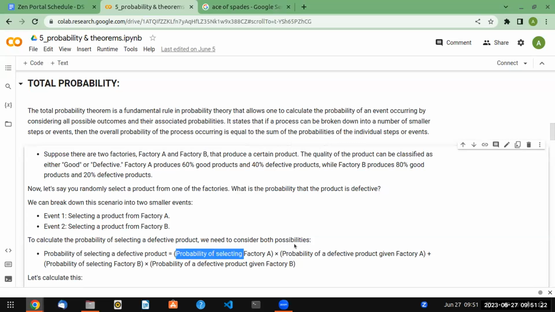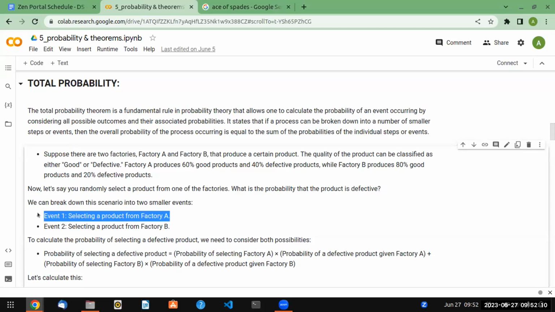Now, why are we multiplying these probabilities? If you recollect our independent events, here we are doing two things: choosing one factory out of two factories, and apart from that, choosing a product from factory A. That's why it is the probability of selecting a factory into the probability of a defective product inside that particular factory. That is the probability for event 1: 0.5 into 0.4.